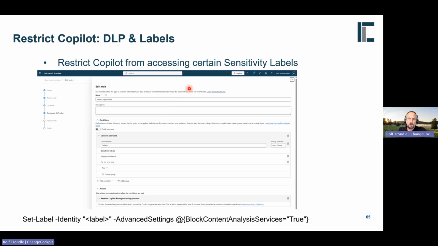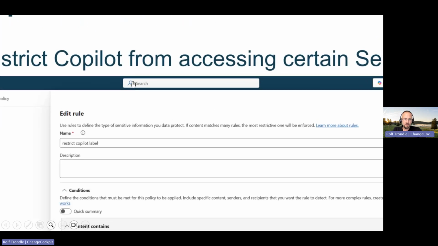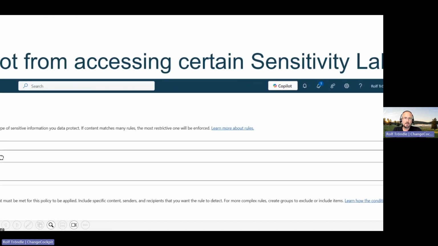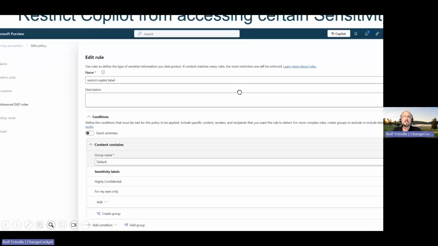If you have the need to restrict Copilot from processing certain sensitivity labels, let's say you have highly confidential documents, then often the requirement is that Copilot must not use content from such highly sensitive documents. You now have two options to exclude these files. One is a DLP policy. This is called restrict Copilot from accessing certain sensitivity labels.